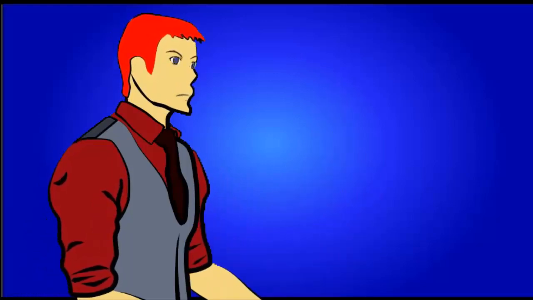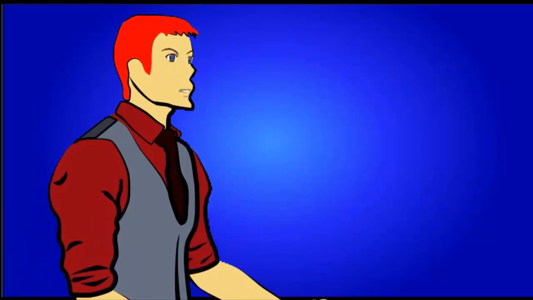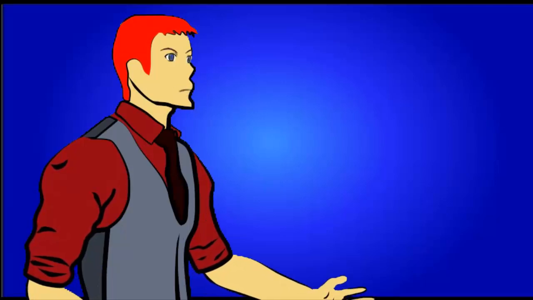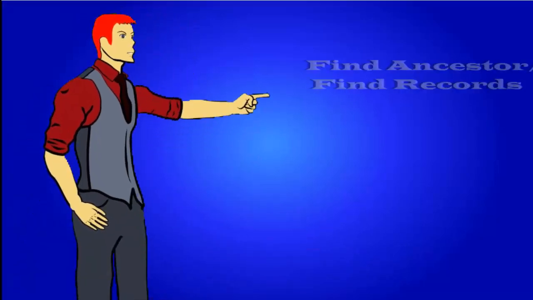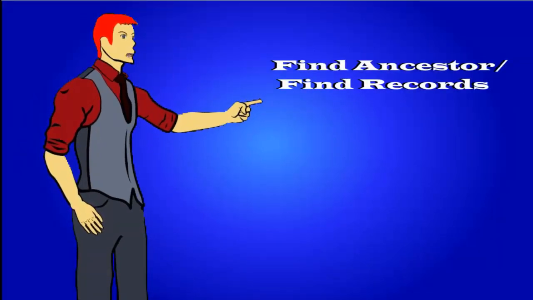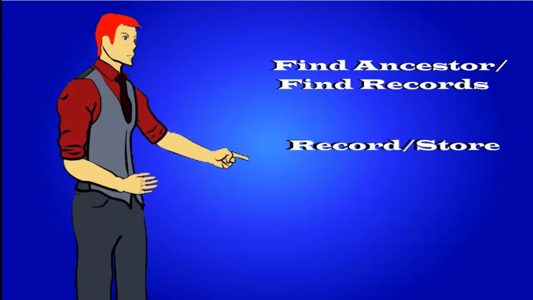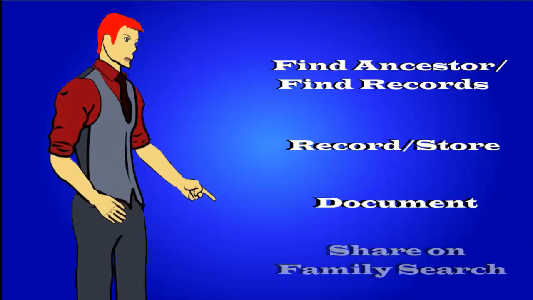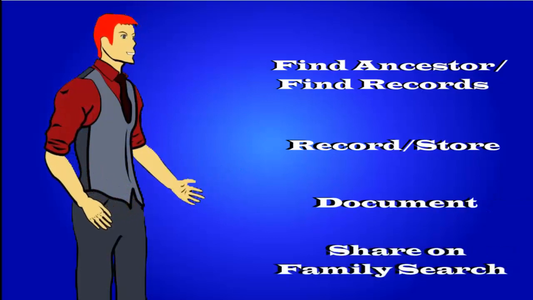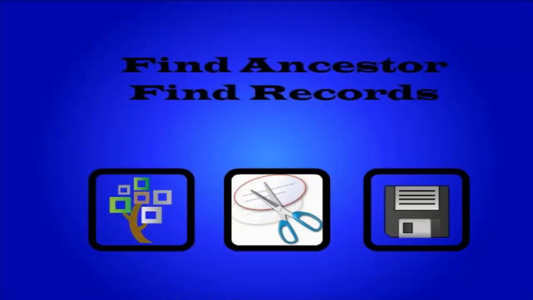I wanted to teach you how I do family history. Here are the 4 basic steps that I wish to take you through. It is first to find a person and a record, record and store that record, document it, and share it on family history. Find an ancestor's record.